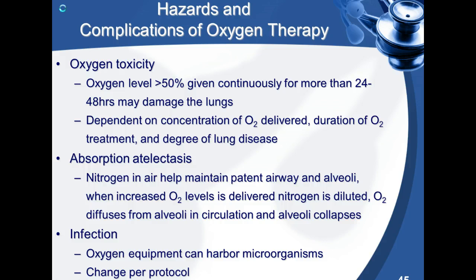Oxygen toxicity is when oxygen level is greater than 50%. I want y'all to take this back and remember what the oxygen level in room air is. We said it on the first slide, 21. Oxygen toxicity, which means a poisoning amount of oxygen, with levels greater than 50%, given continuously for more than 24 to 48 hours, may damage the lungs, depending on concentration of oxygen delivered, duration of oxygen treatment, and degree of lung disease.